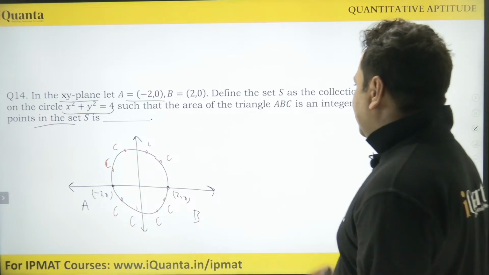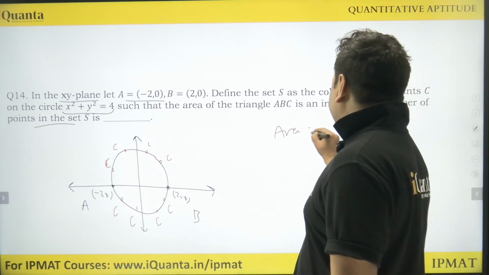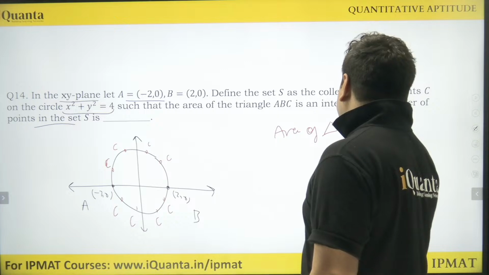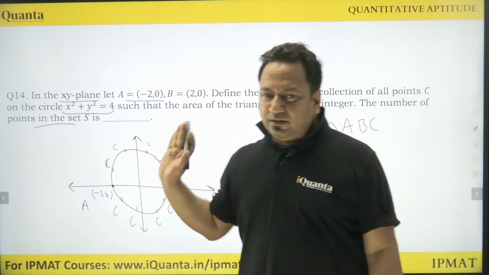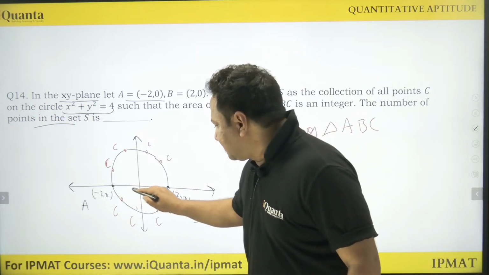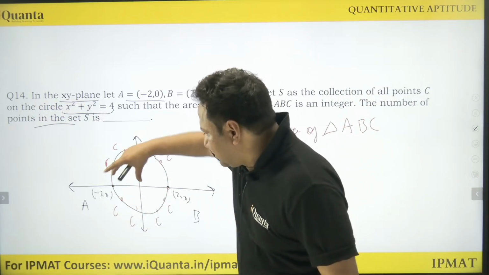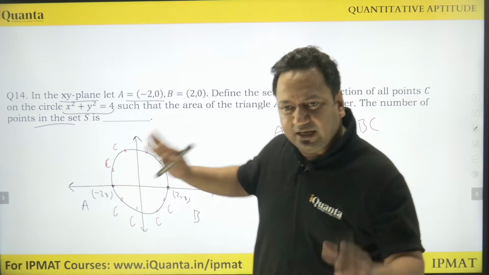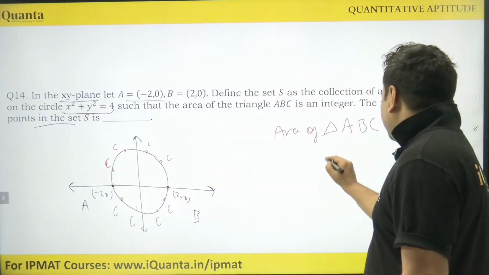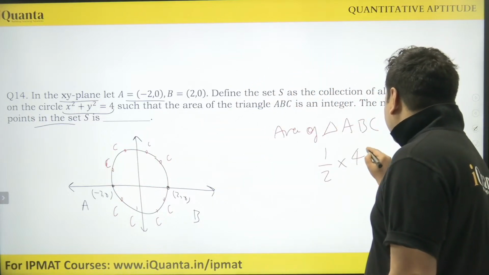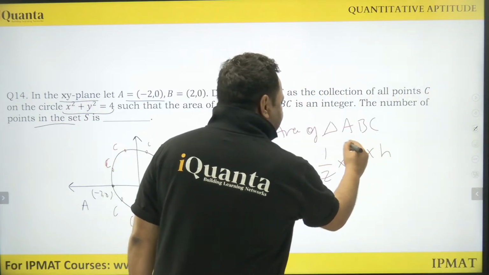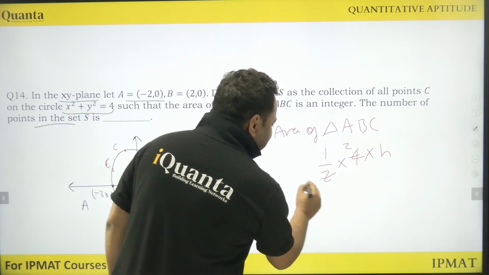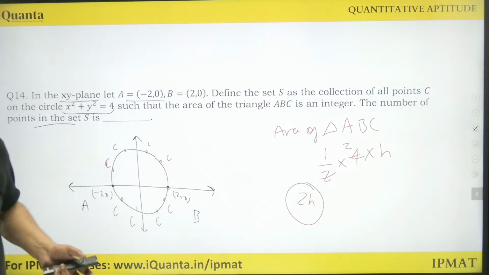By the way, if we want to find the area of triangle ABC, there's one thing for sure. Wherever this value of C is, the base is 4 units, isn't it? 2 units to the left, 2 to the right, we have 4 units. So the base is 4 for sure. Half into base into height, so half into 4 into height. Cool. 2 and 4 get cancelled. We have 2h as the area.